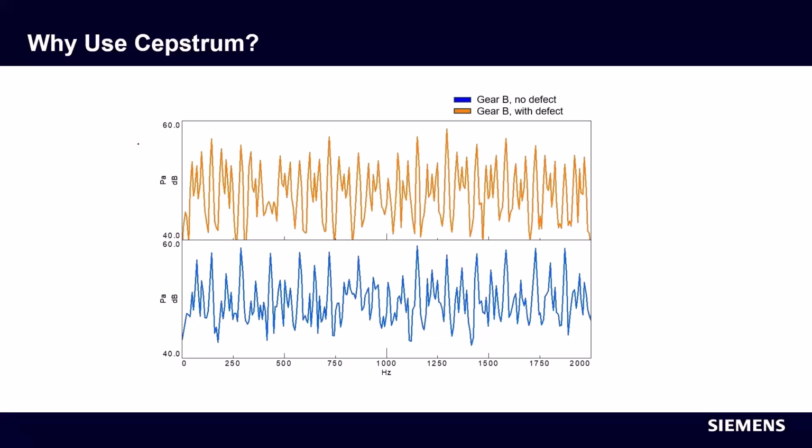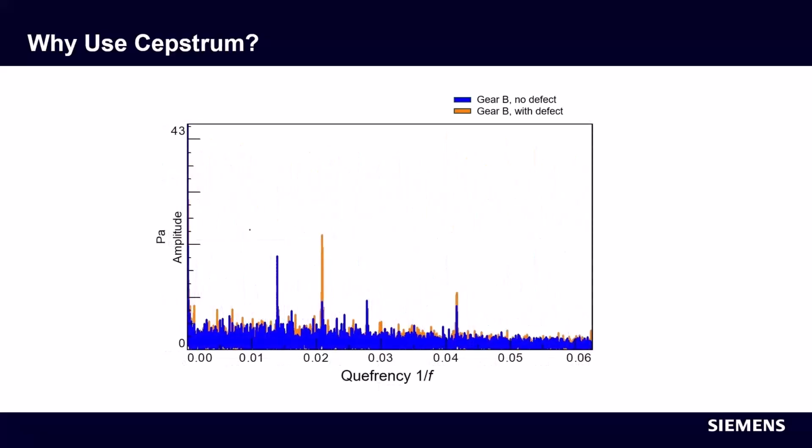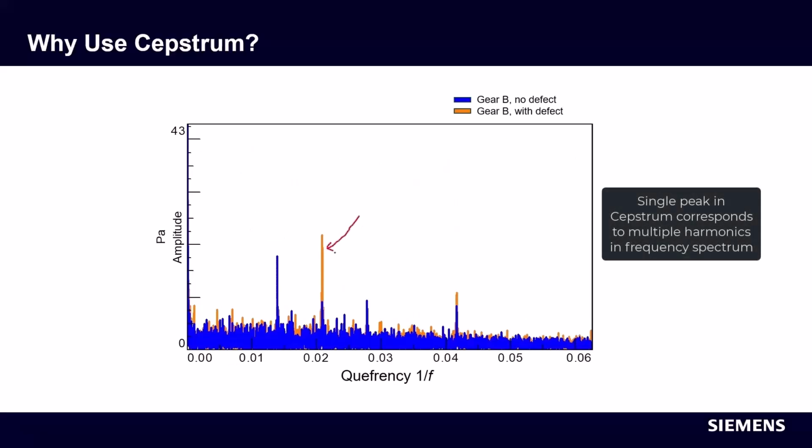But if we bring this into the Cepstrum domain, we're looking for which parts are harmonic. We can get very easily identifiable peaks. So here, for example, is a gear defect. I see that the blue one with no defect has low amplitude, and the orange one with the defect has high amplitude at a frequency that corresponds to the gear.